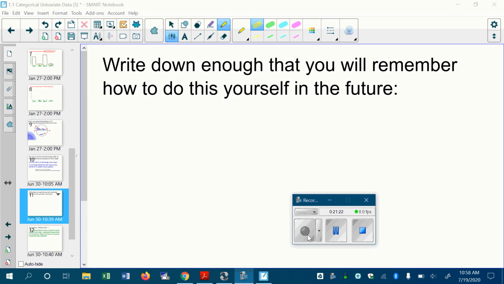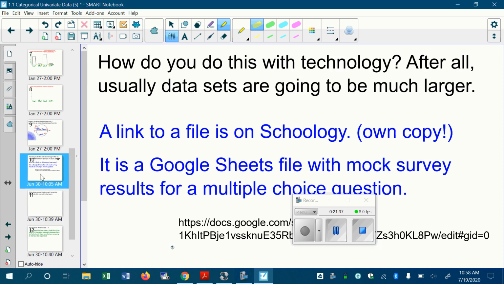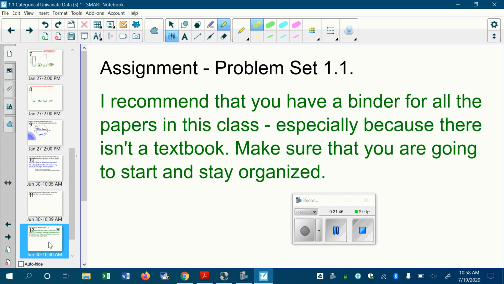In your notes, I would like you to write down enough that you have the steps of what to do on Google Sheets to be able to make a pie chart or a bar graph. That is an important thing for you to know how to do. So write down enough that you can do that yourself. And I would encourage you to go on Schoology, open that file that I just was playing around with, and make sure that you can do those same steps yourself. And if you can't, be sure to talk to your teacher.